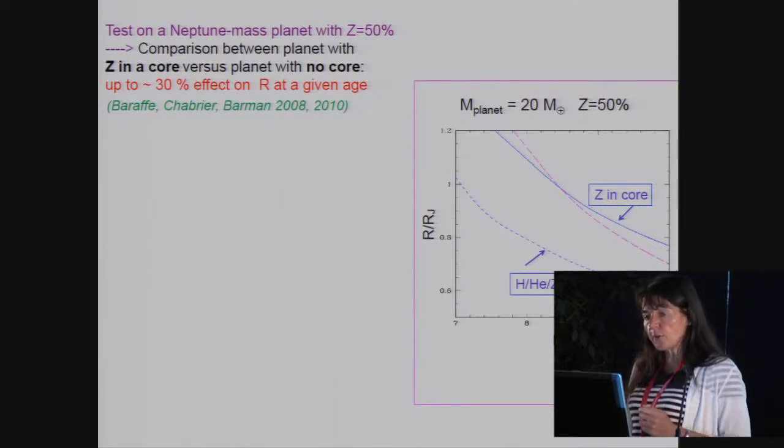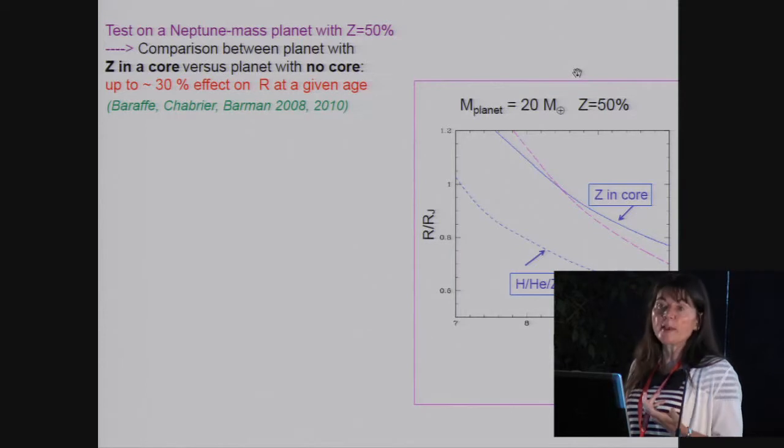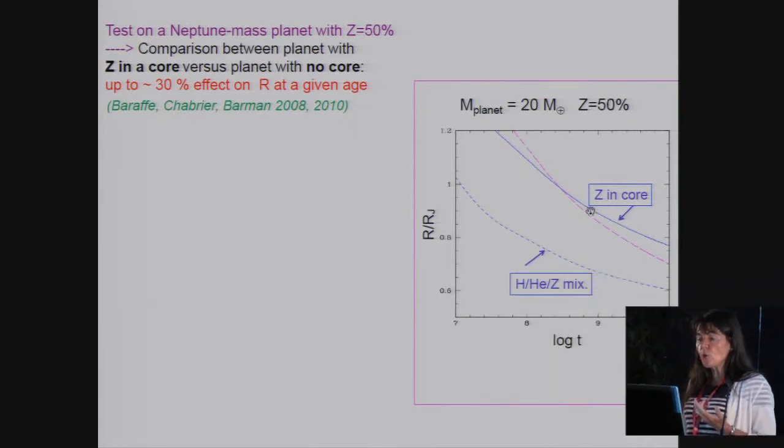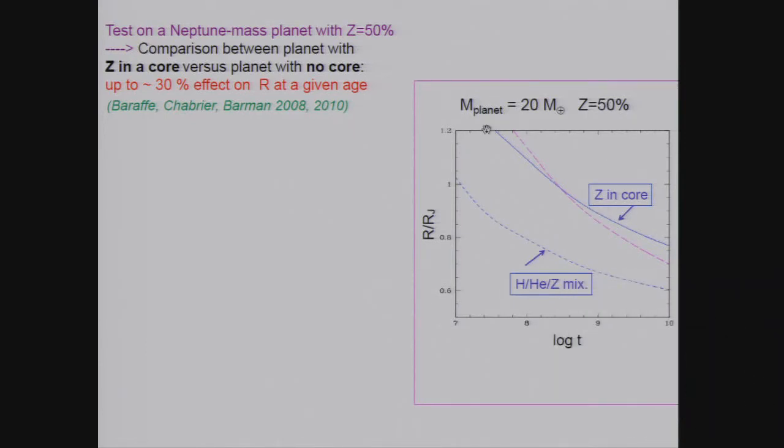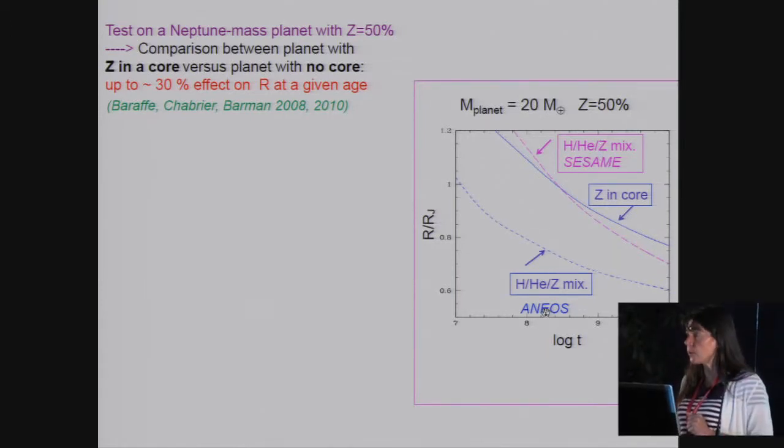We have shown that if you take a Neptune-mass planet, 20 Earth masses, with an enrichment of 50% of heavy material, and you put all the material in the core, here the blue curve shows the radius as a function of time. And if you distribute your material everywhere in your planet, you can get up to a 30% effect on the radius. Even more worrying is that if you do the same exercise, but instead of using the ANEOS equation you use the SESAME equations, then you also get a huge difference.